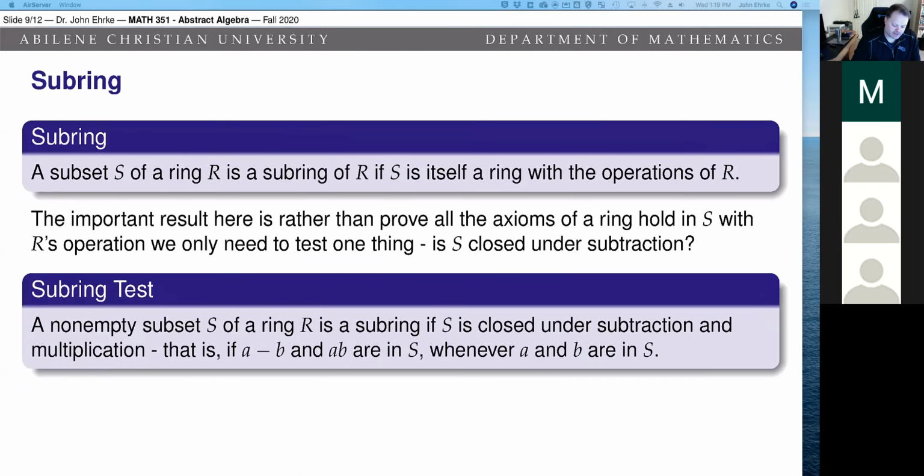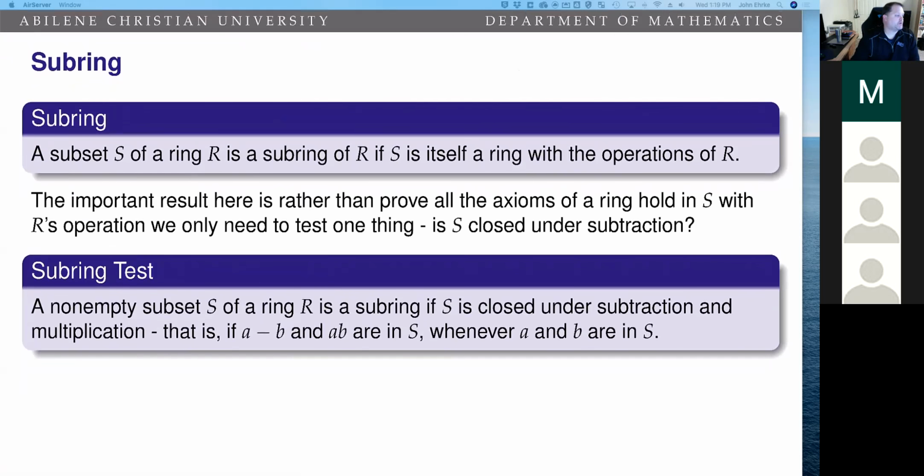All right, new definition for us, a subring. So the generic definition of a subring is that it's a subset of a ring that is a ring itself with the operations of the larger ring that contains it. It's kind of a boring definition. It's exactly what you would expect. It's a subset of the ring that's a ring in its own right, using the operation of the larger ring.